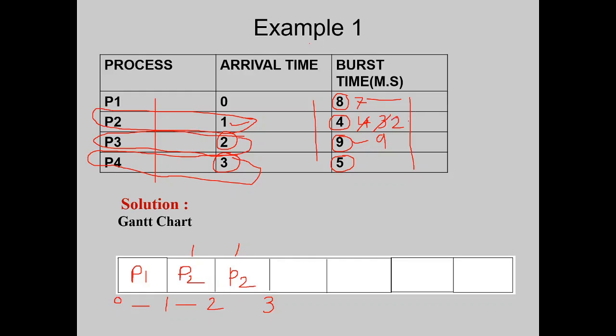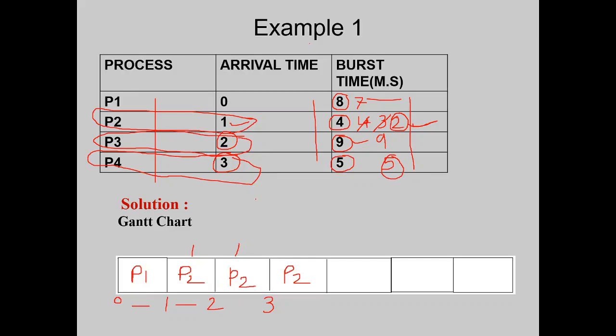And when P2 is executing, process P4 has come with 5 burst time. Now compare this burst time. The process P2 is already executing and the new process which has come is process P4. So compare this burst time. Process P2 only has less burst time. So you continue again with the process P2 only. So process P2 is going to continue here.